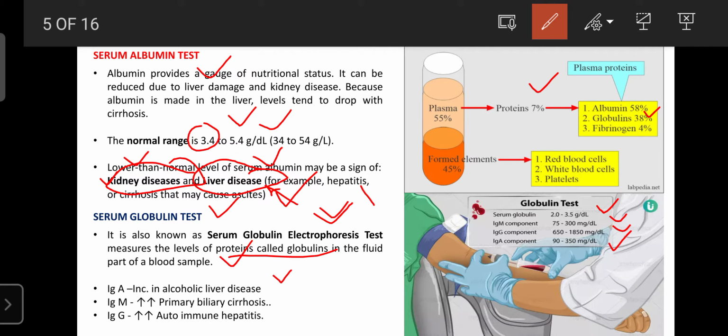If you want to know the scenario of the liver in your patient who is a heavy drinker, or any of your family members, relatives or friends who are heavy drinkers, and you are aware of the toxicity of alcohol, now you want to know the condition of the liver, then you can go for the IgA test. If it is increased, that indicates the liver is under damage.